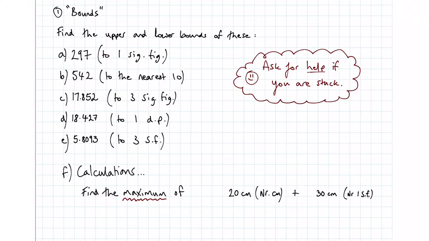Let's have a look. On this first one we've got upper and lower bounds. See if we can find the upper and lower bounds of each of these numbers, assuming they've been rounded to the accuracy shown in the brackets. Once you've done these 5 simple upper and lower bounds calculations, there is this actual calculation to do here, where you've got 2 numbers that have been rounded to a given accuracy, and you've got to work out the maximum that you get when you add them together. So think about that one. On to question 2.